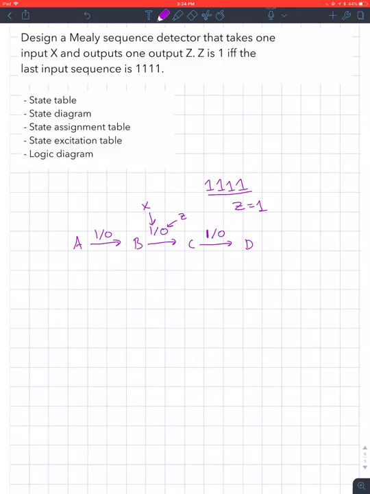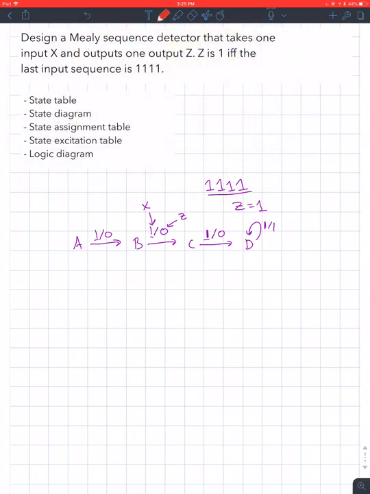So now at D, when the input is 1, you can either go to a next state E, and the output will be 1, because we reached our 4 ones. So 1, 2, 3, 4, that's our 4 ones. Or you could just keep it simple and stay at D, and then when X, the input here, is 1, your output will be 1.